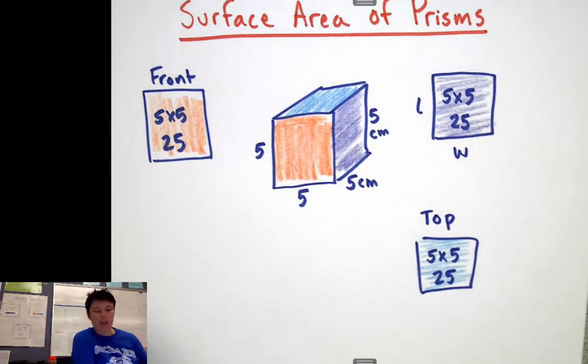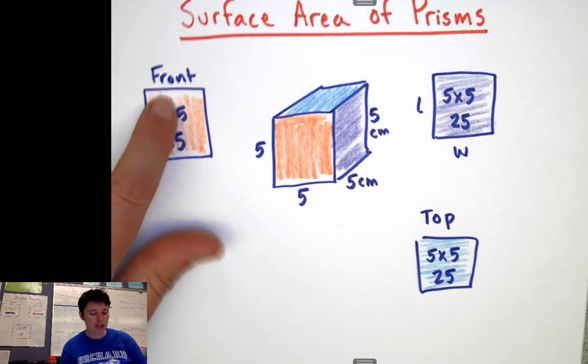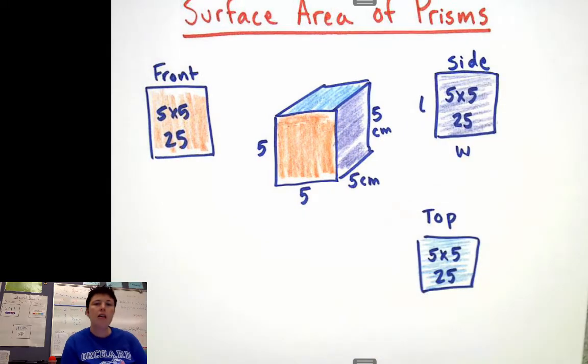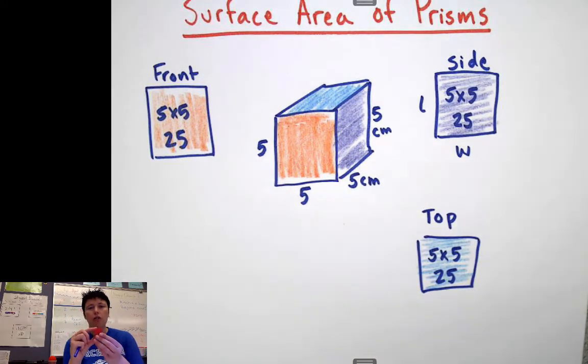Now for showing my work and trying to be organized here, here's the front, here's the top. I'm going to call this one the side. But think about our dice. Remember it has 6 faces or 6 sides. So what we've done is we've done the top, we've done the front, and we've done the side. But we're going to double that.